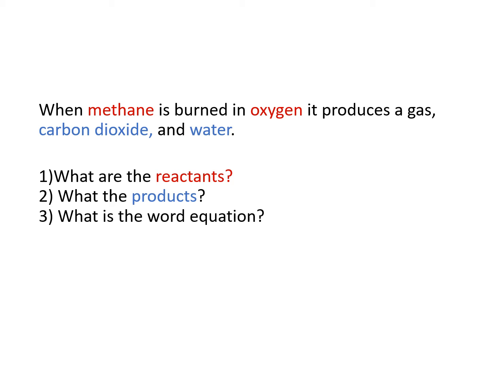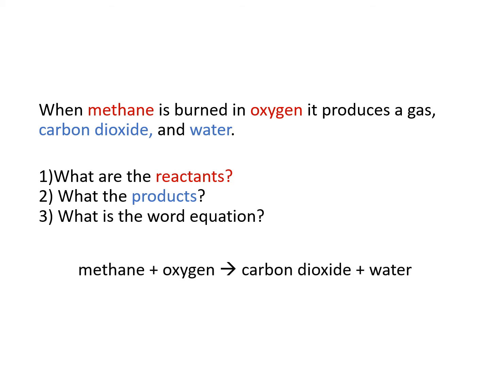We want the reactants on the left-hand side, followed by an arrow, and then the products on the right-hand side. And so our word equation would be like so. Methane plus oxygen reacts to form carbon dioxide plus water. And this tells a chemist exactly what's going on in this particular chemical reaction.